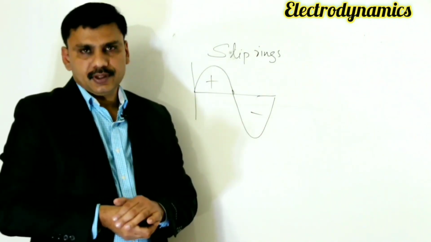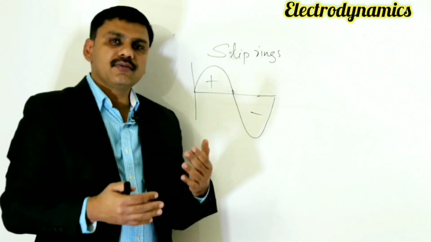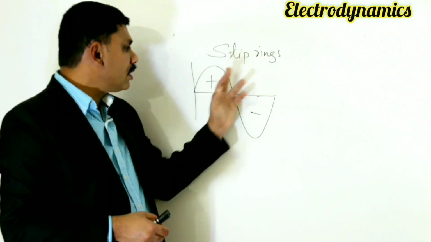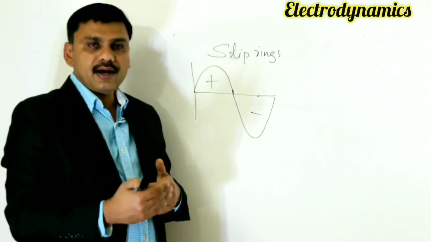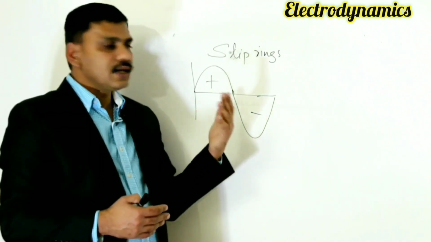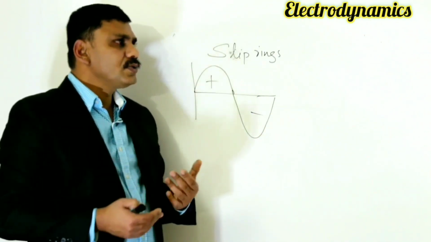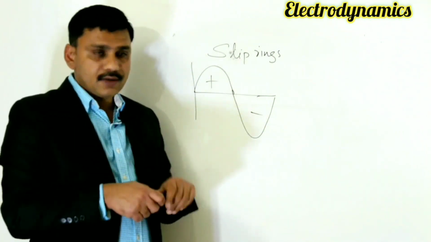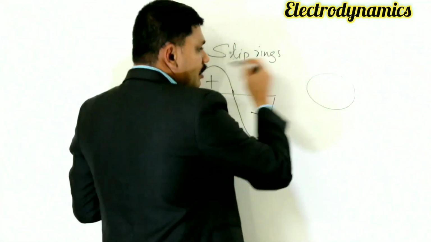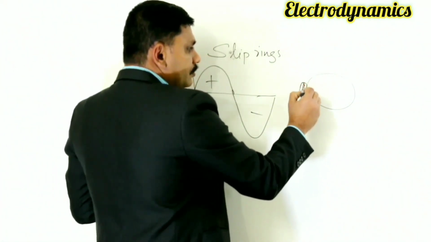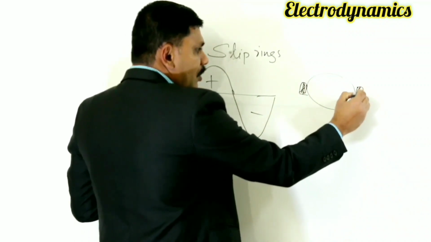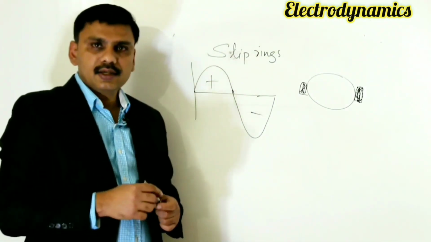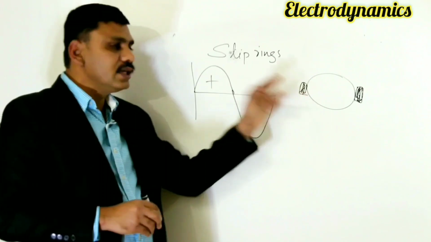In some question papers they ask what is the function of slip rings. One function of the slip ring is that it changes the direction of current after half rotation. Another function of the slip ring is that it allows continuous contact with the carbon brushes. So these are the carbon brushes. When the coil rotates, the slip rings are always in contact with the carbon brushes.